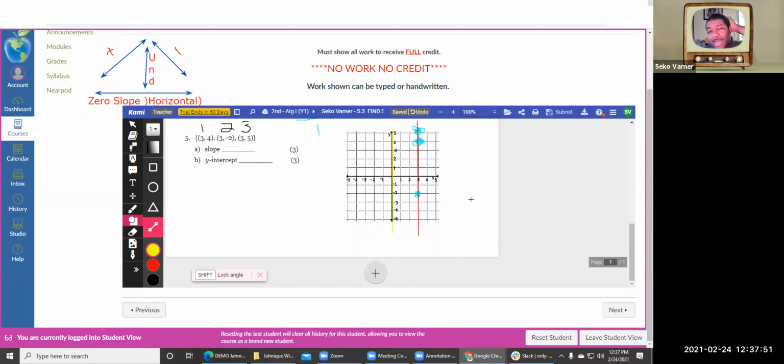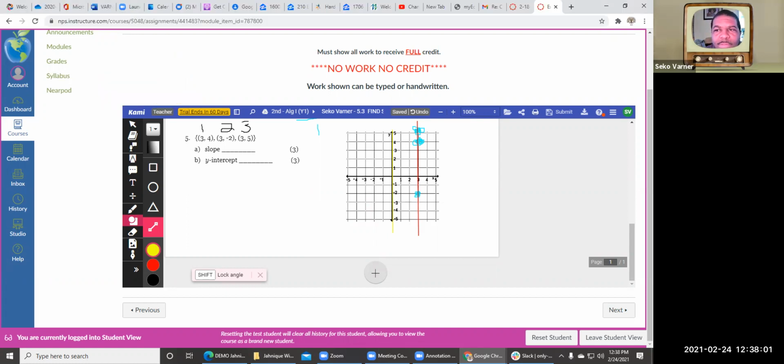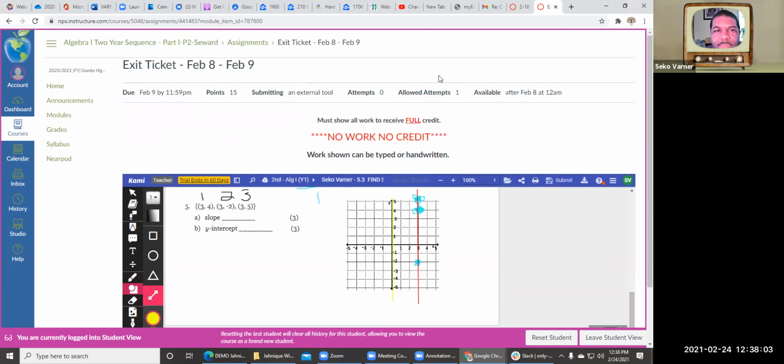Okay, so I didn't give all the goods away. I gave you a lot of them. Hopefully you learned a little something with that. That shows you how to solve the exit ticket for February 8th and February 9th. So if you missed that, now you have something to go back on so you can fix it. So go ahead and fix it.